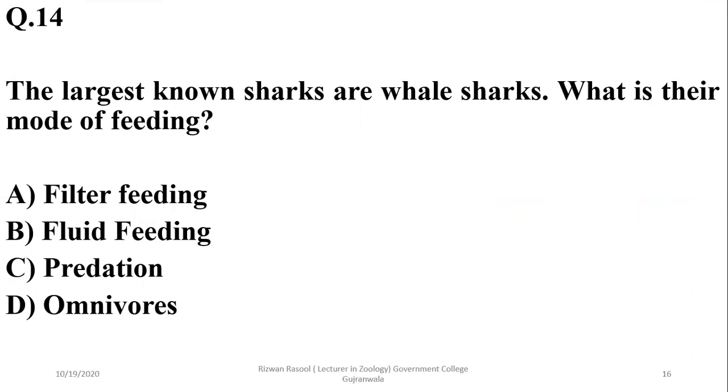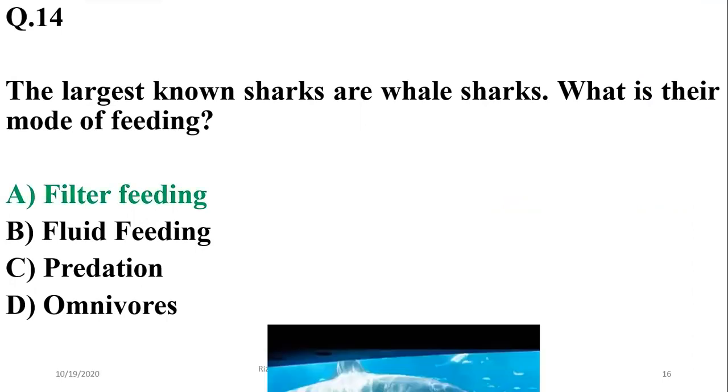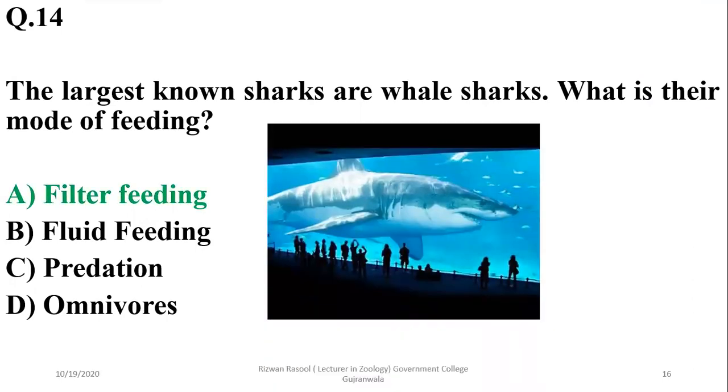What is their mode of feeding? The largest sharks, just like whales, are also filter feeders, and they get their nutrients by filtering marine water.